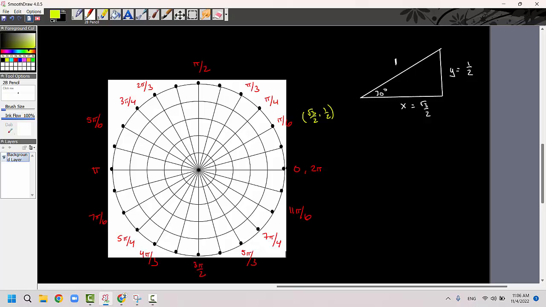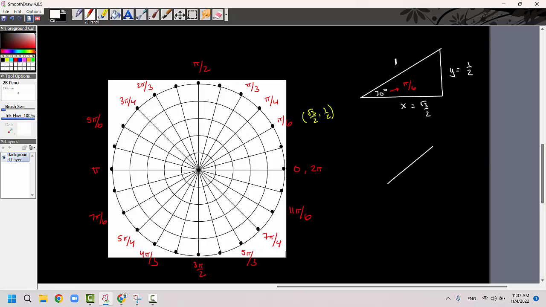Well, from here, for now, just until the end of this video, I hope you can trust me that because the 30 degrees and the pi over 6 are in the same position, they are equivalent angle measures, and I'll prove this to you at the end of this video.